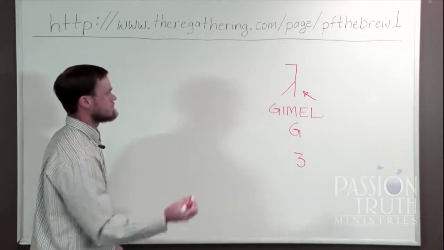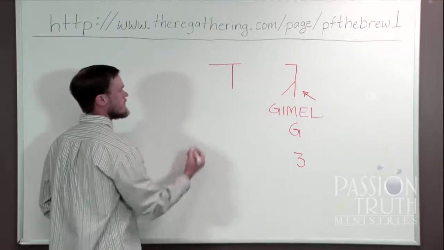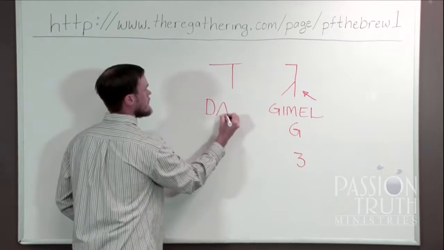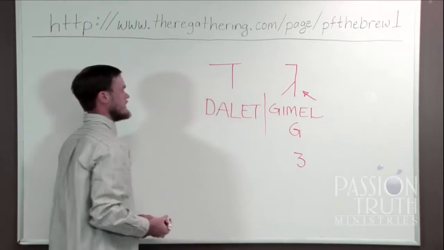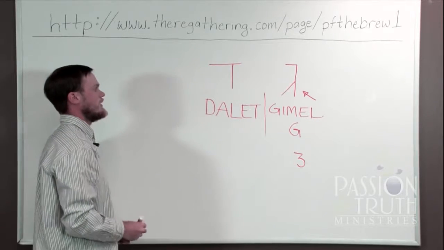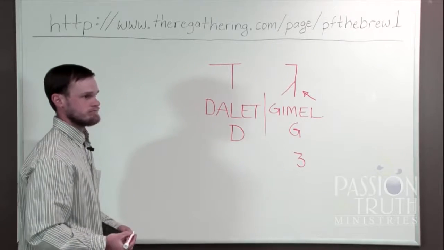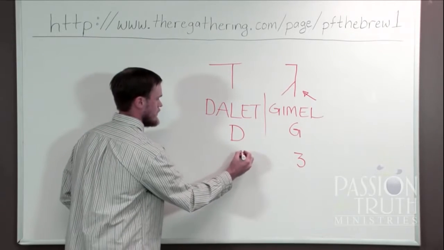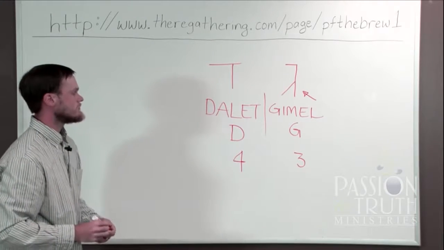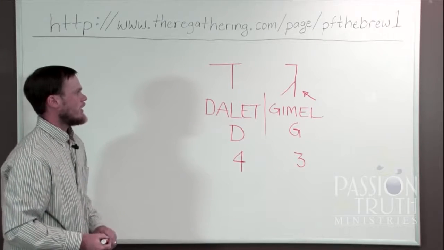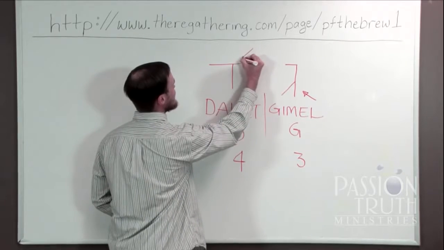Fourth letter is Dalet. Yes. Dalet makes the sound of the letter D, as in door. Numerical value is 4. And again, note the tail in the top right.